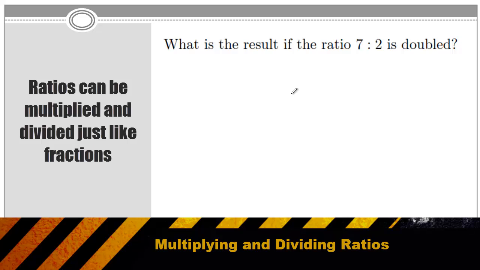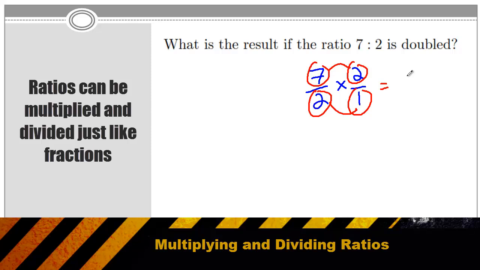We've already seen how you can simplify ratios the same way you would simplify a fraction. You can also multiply and divide ratios just like you would fractions. So if I have the ratio of 7 to 2, I write that as 7 over 2. And then to double it, I simply multiply that by 2, or 2 over 1. And then I multiply my top times my top, and my bottom times my bottom. And my final fraction, or my final ratio, is 14 over 2. From there, I could simplify that ratio to be 7 over 1.